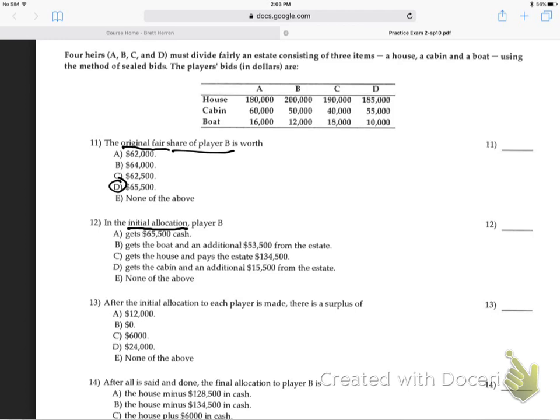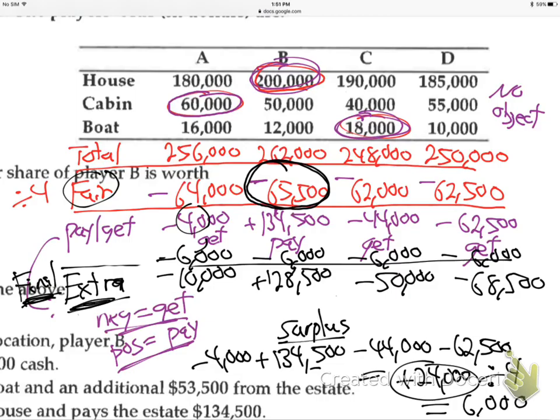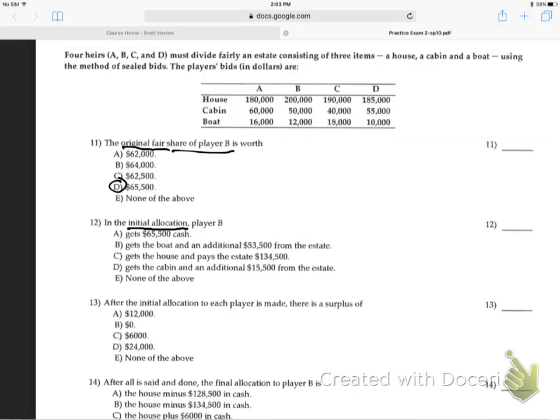Question 12. In the initial, what does initial mean? At first, not the final. For player B, what does player B get at first? Player B gets the house and has to pay 134,500 at first, right? Now the final, really, we give him 6,000 of that back because of the extra money in the pot, the surplus. But at first, that's what they mean initially. At first, player B pays 134,500 and gets the house, right? There it is. C. Gets the house and pays the estate 134,500 initially.